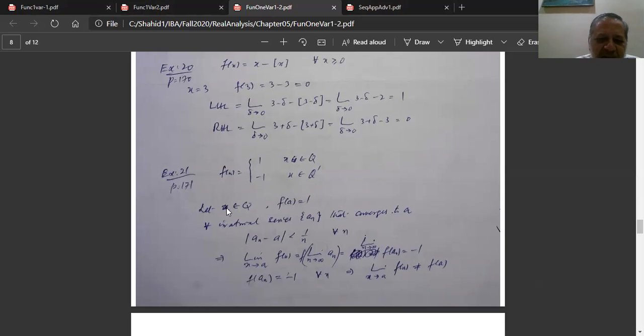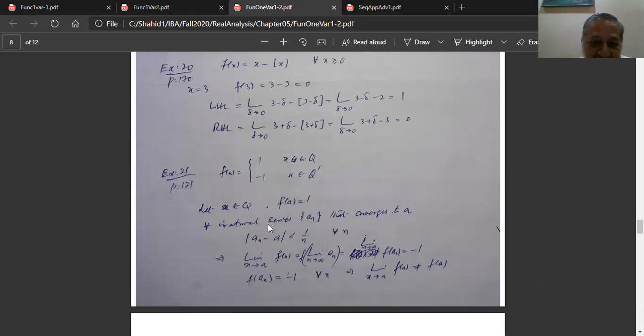Here I have taken a rational number. When input is rational, the output is 1. And then I consider a series of irrational numbers. For all irrational series, I can assume that it converges to A. A is rational, so f(A) is 1.